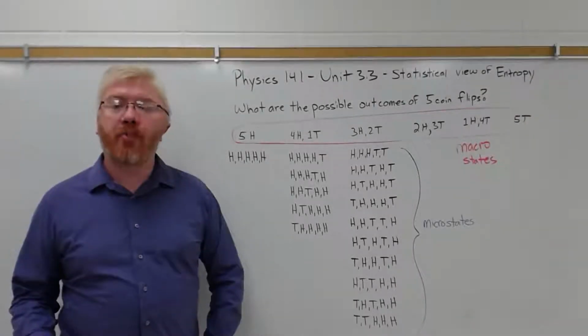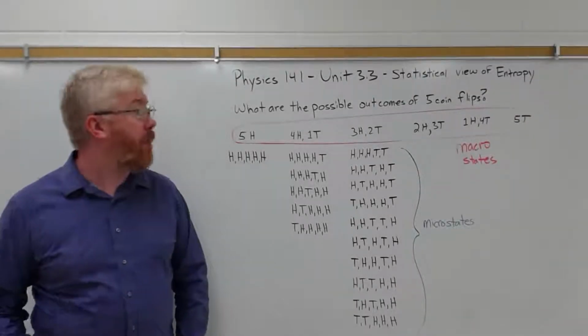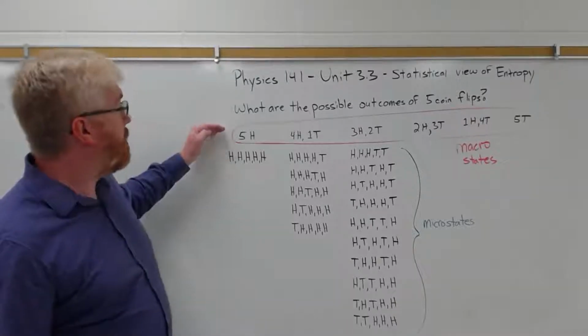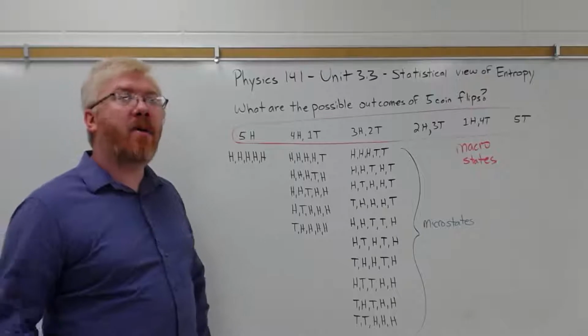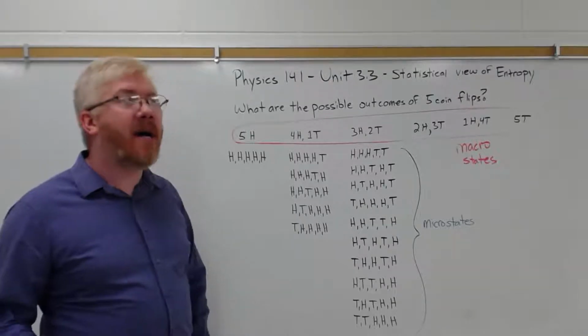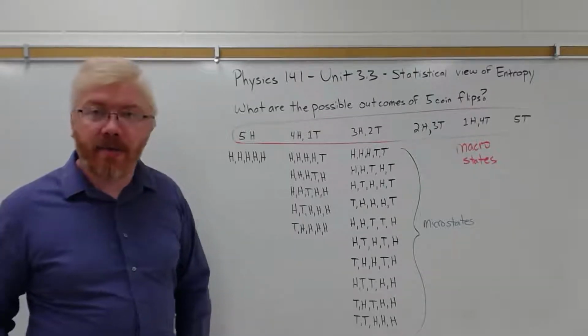So let's look at entropy in a statistical way, right? We have 5 coins that we're flipping. And what are the odds of all the possible outcomes of that coin flip? And what do I mean by that?